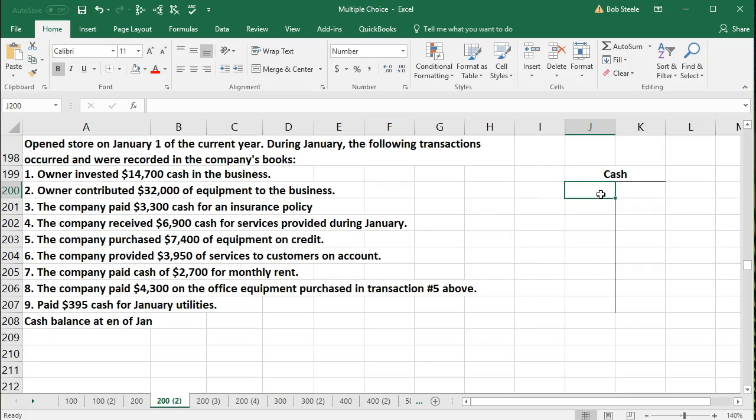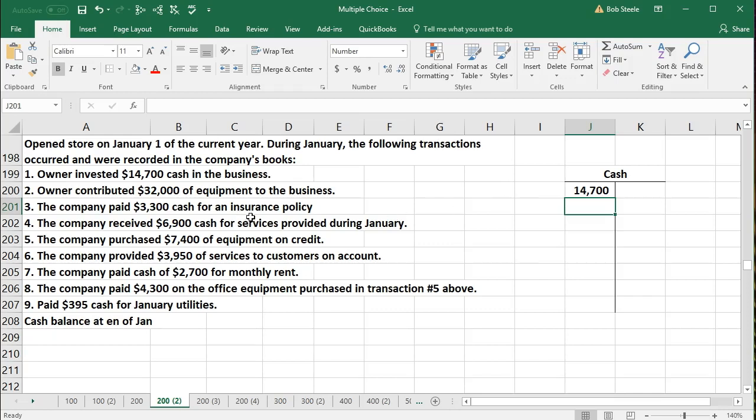So owner invests $14,700 cash into the business. Okay, so cash is going to be debited, because cash is a debit balance account, and we're going to make it go up because we're getting more into the business of 14.7. The credit would be going to the owner investment, the capital account. We will not be recording that, however, at this point.